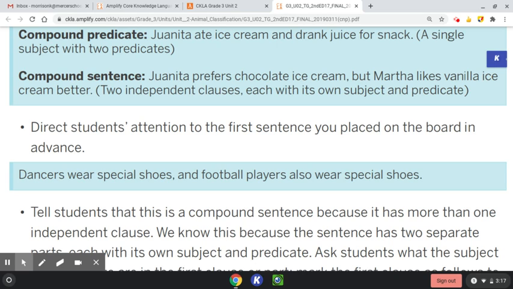And if I got rid of and read them as two separate sentences, they would make sense on their own, because they're two independent clauses. They're two separate small sentences. So dancers wear special shoes, period. Yeah, that makes sense on its own. Football players also wear special shoes, period. Yeah, that also makes sense on its own. So it must be a compound sentence.